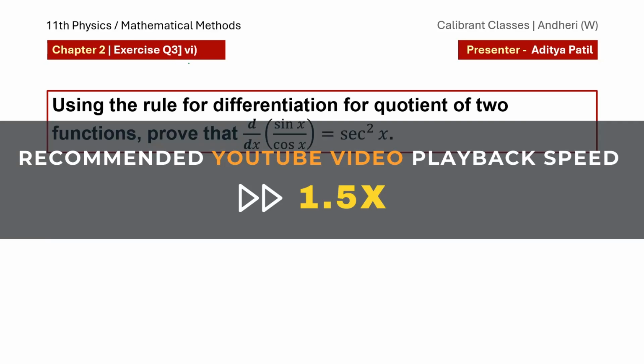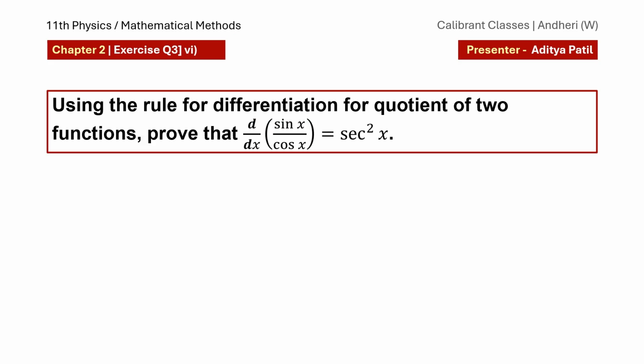Hi, in this video, we are discussing the sixth numerical from the chapter on mathematical methods, which is the second chapter of 11th standard physics. So let's get started. Now, it's a "to prove" question where a statement is given: we have a function sin x upon cos x, and if we take the derivative of that function, it must be equal to sec square x. That is what we have to prove.